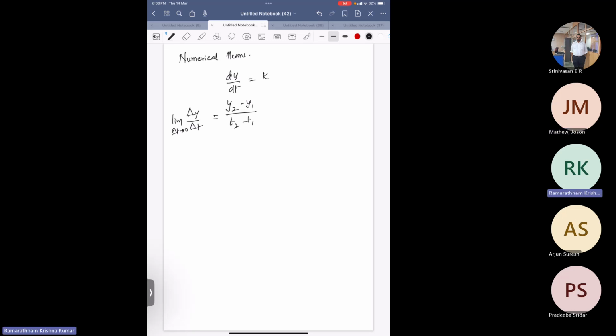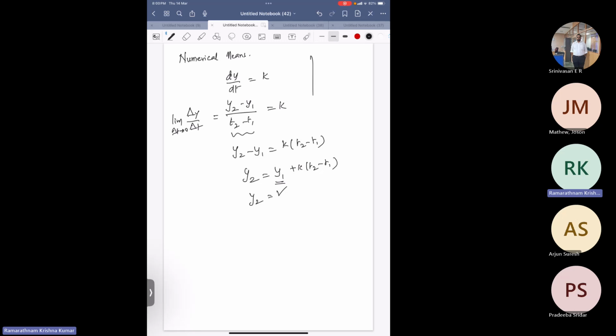So that is y2 minus y1 over t2 minus t1, where t2 minus t1 is very small, is equal to k. So y2 minus y1 is equal to k into t2 minus t1. So y2 is equal to y1 plus k into t2 minus t1. Simple. But this is only one simple step. Given y1, I know y2.